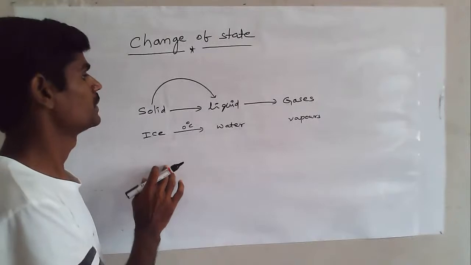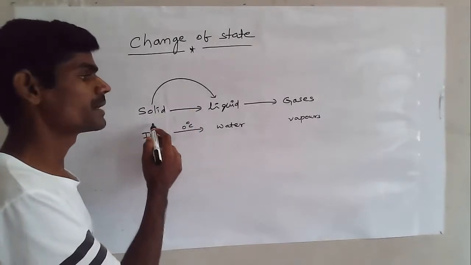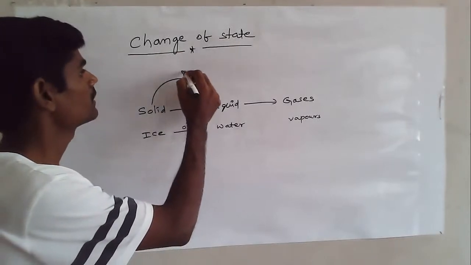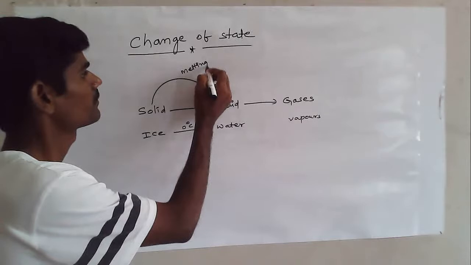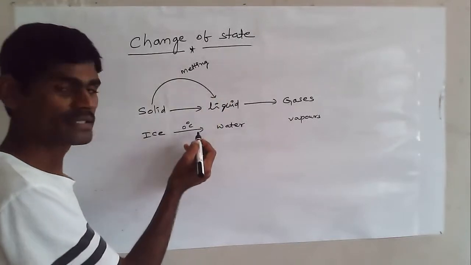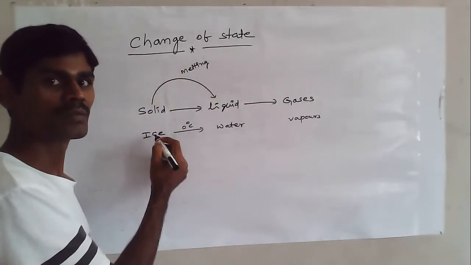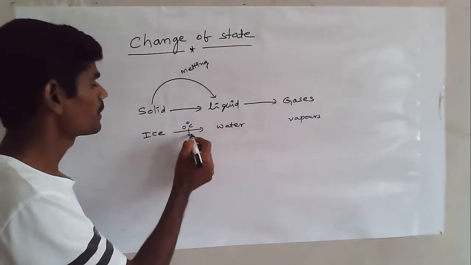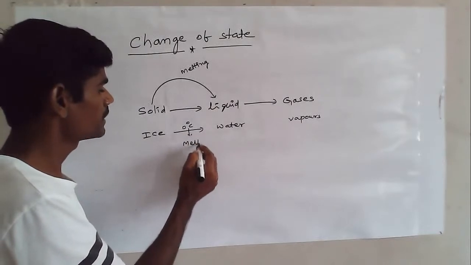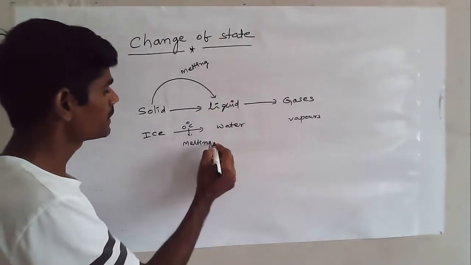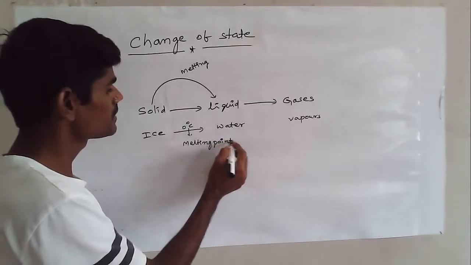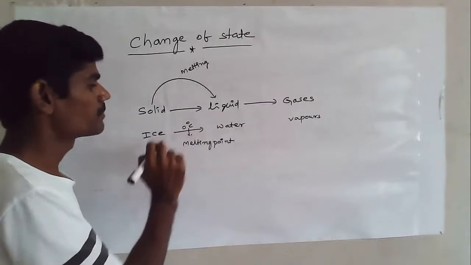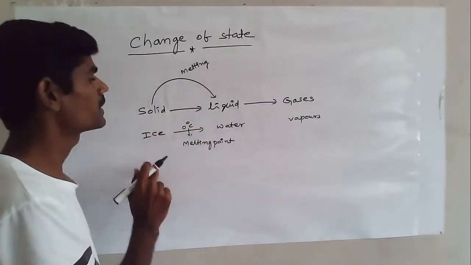The conversion of solid state particles directly into the liquid state is called melting. The particular temperature at which the solid substance converts to the liquid state is called the melting point. At this temperature, the solid ice converts into water. This temperature is called the melting point.